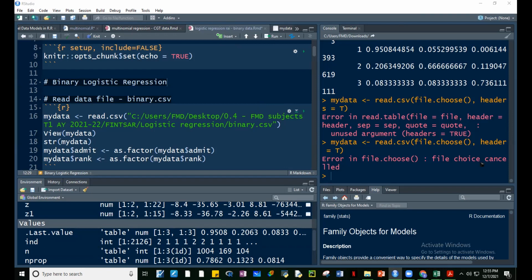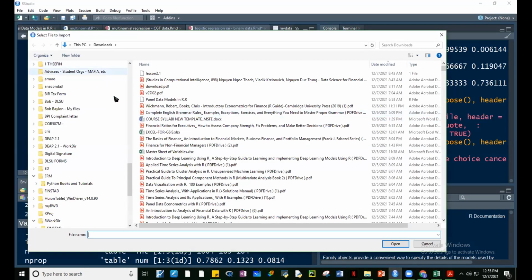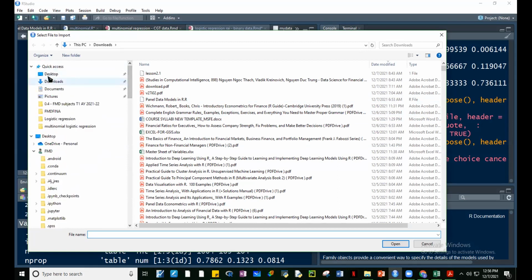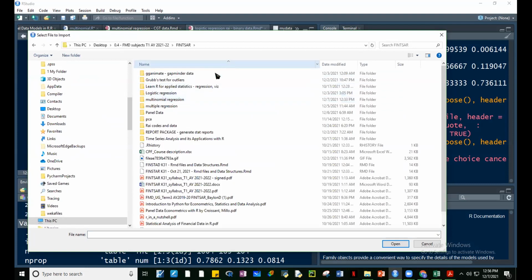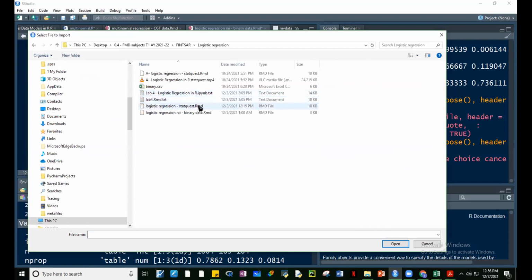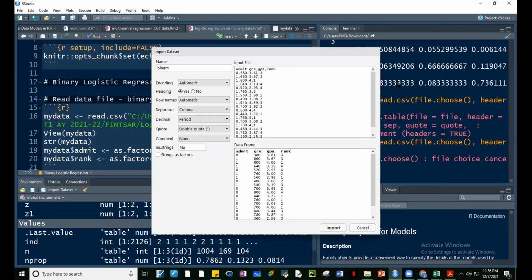how we run a binary logistic regression. And then we're going to use this data, this binary.csv, which I shared with you before. So why don't we download that? And you can use the import dataset. So let's use base R. It's under my logistic regression folder. So this is the file, guys, binary.csv. So let's open this.